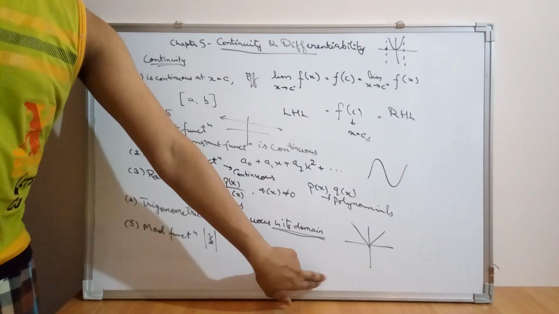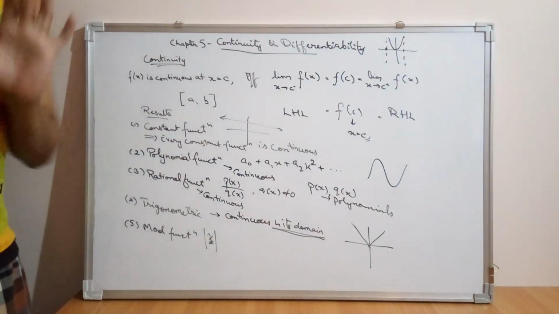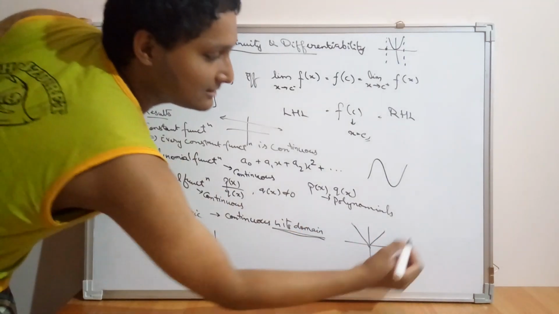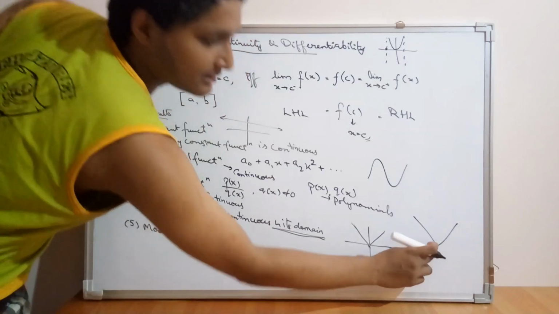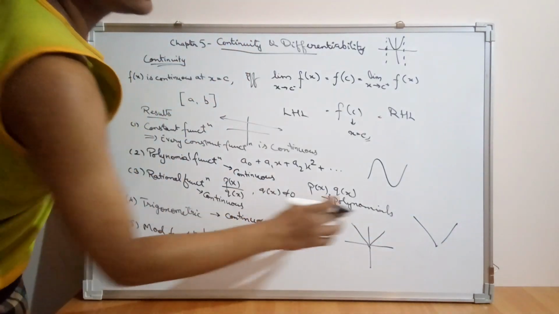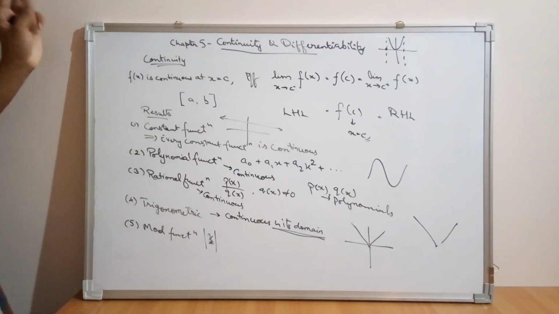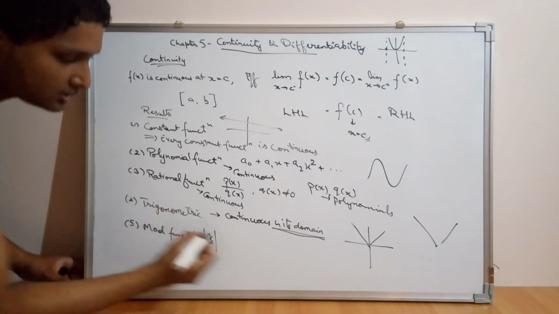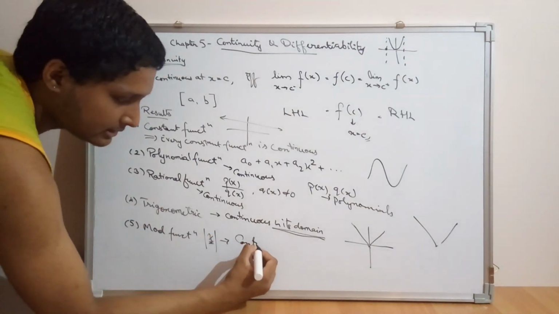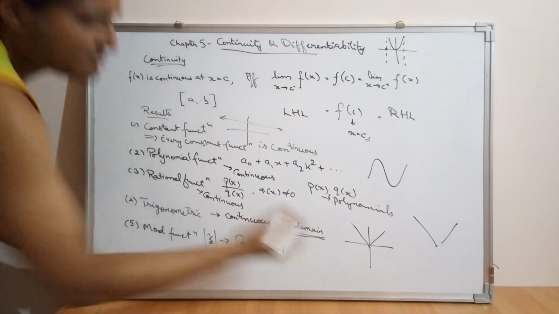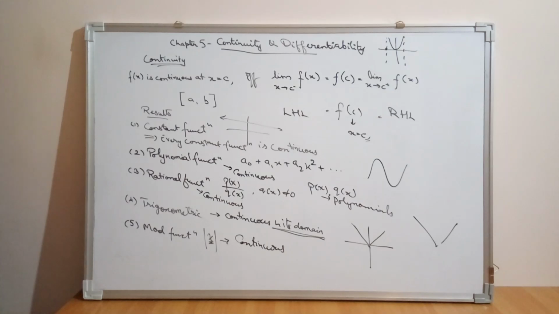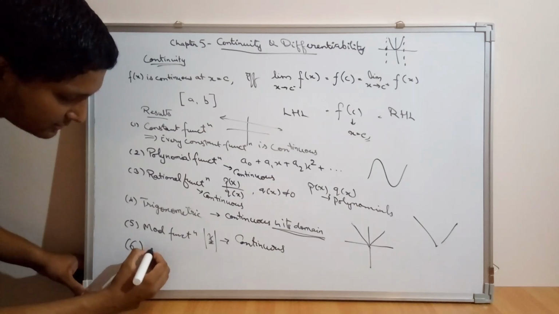The meaning of continuous is that you can draw the graph continuously. You need not lift your pen. When you draw the graph, it is like this, right? You are drawing it together, so it is continuously drawn. In other words, if this point is also continuous, therefore the modulus function is continuous in its domain. Here, the domain is not important because it is applicable everywhere.